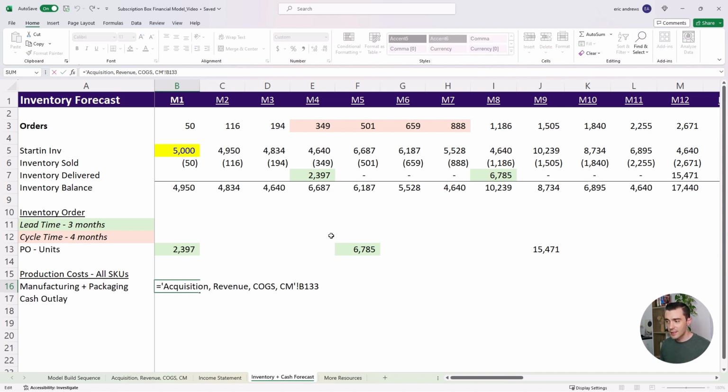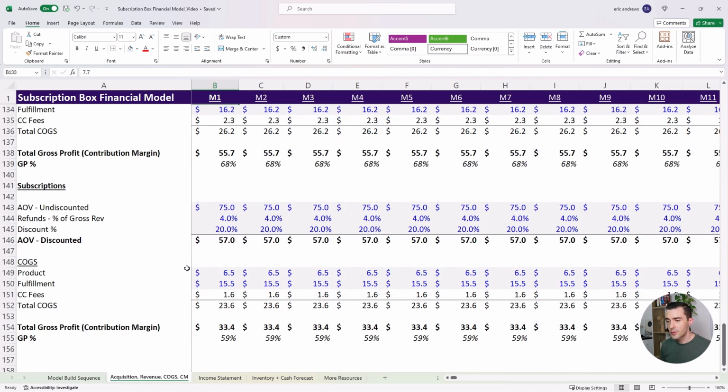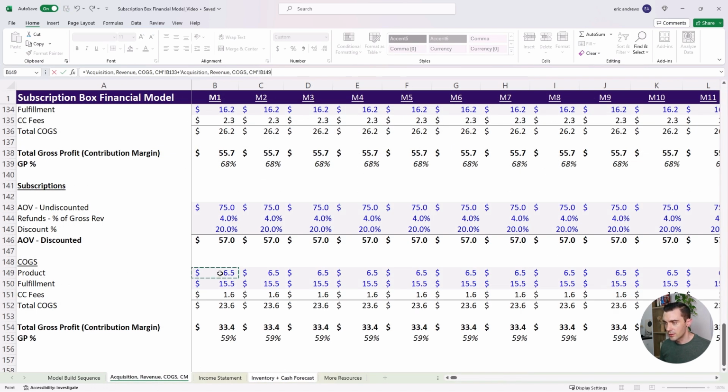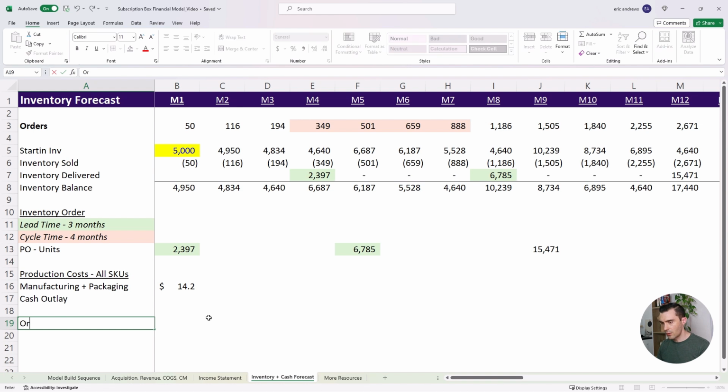So we have the 7.70 for the transactional customers. And then for our subscription COGS, we had 6.50 for the product COGS. So I need to basically take a weighted average of these two. To do a weighted average, I'm just going to say orders percent transactional, orders percent subscription, just so that we can do this weighted average without getting it too complicated.